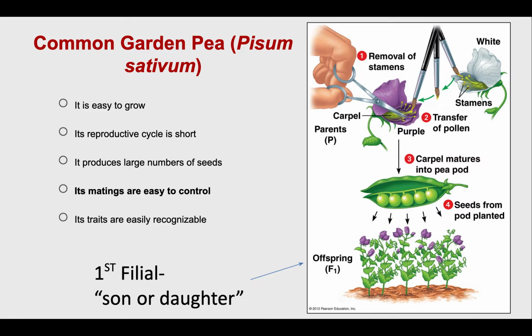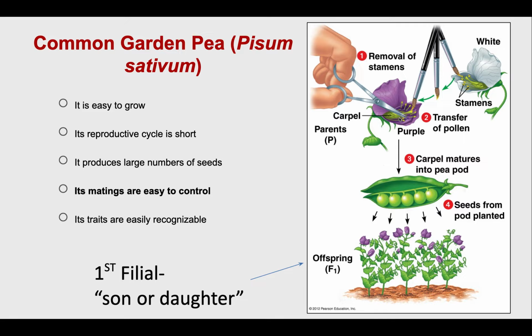So when I say the matings are easy to control, we're not getting too much into flower anatomy here, but I wanted to point out how this happens. If we look at our flowers here, we have a purple flower, we have a white flower. We are going to remove the stamens on the purple flower. The stamens contain the pollen on this purple flower.